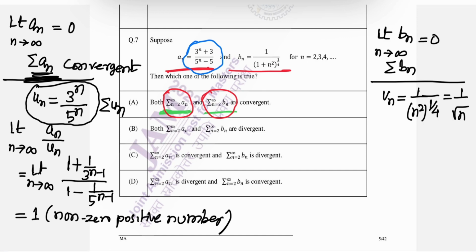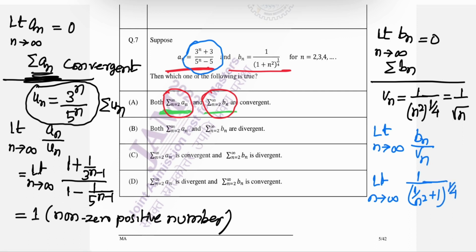And now in this case as well, if we do LT n tends to infinity bn by vn, then you have n tends to infinity, and here will be 1 by n square plus 1 to the power 1 by 4, and you know this again will be 1, which is a non-zero positive finite number.